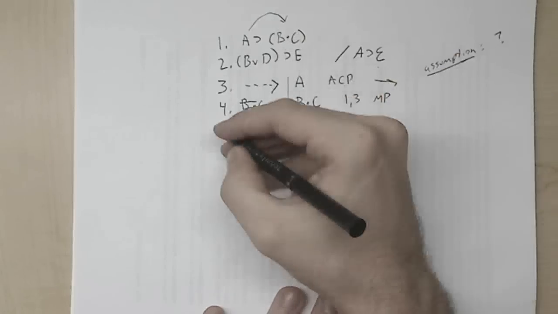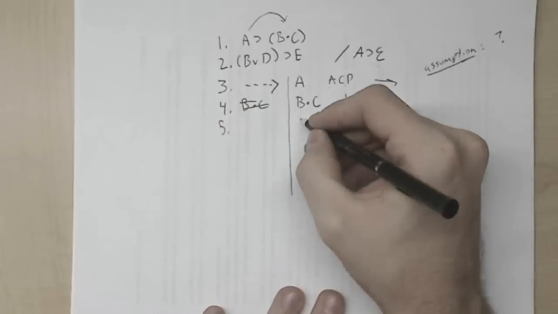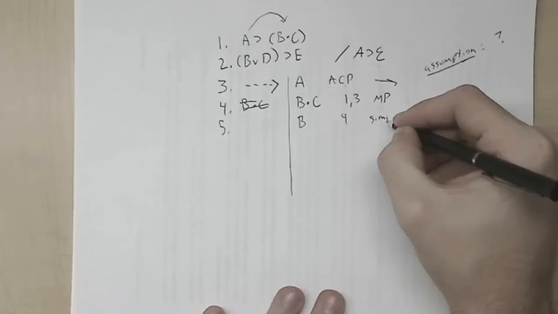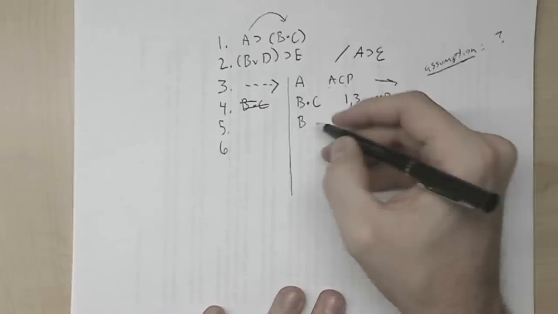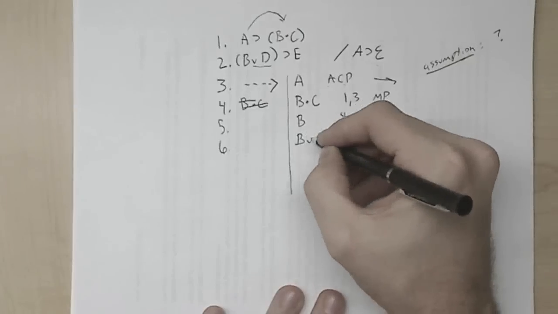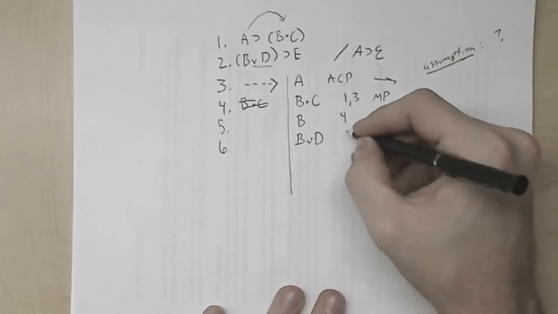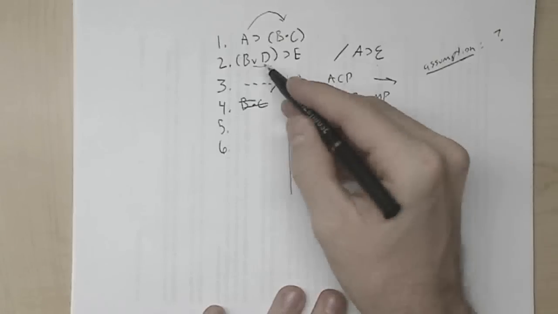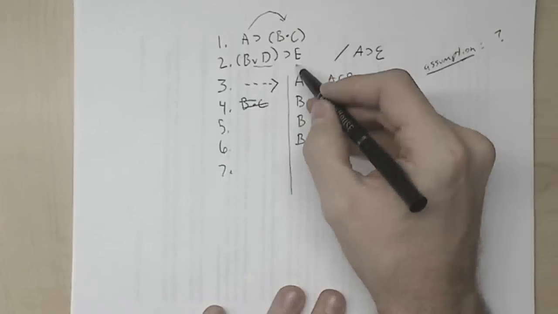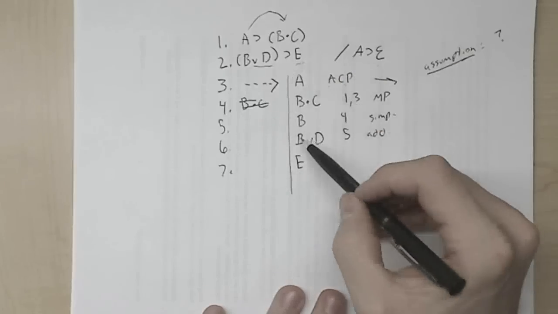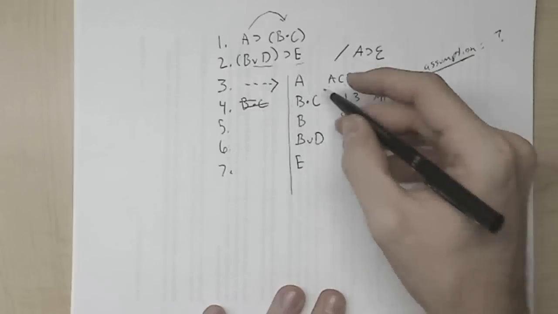Now that I have B and C, line 5, I can just simplify to B. So that's line 4, simplification. Then line 6 is addition. I'm going to add this, so that's going to be B or D, and that's line 5, addition. And now that I've added B or D, line 7, I can get E. And that's lines 6 and 2, modus ponens.